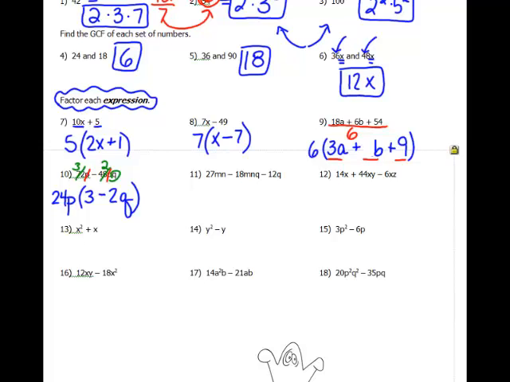Look at number 11, 27mn minus 18mnq minus 12q. Well, it's kind of a bummer because these two have an mn in common, and then these two have a q in common. But in terms of all three, they do not have any algebraic commonalities. So I have to go back to square one and just look at the numerical terms. The only thing I can take out here is a 3, and I'm left with 9mn minus 6mnq minus 4q.